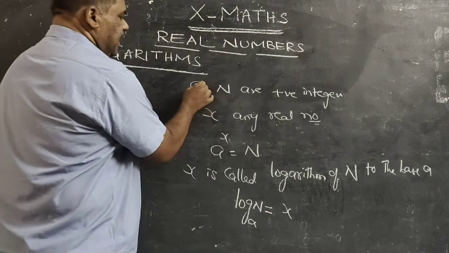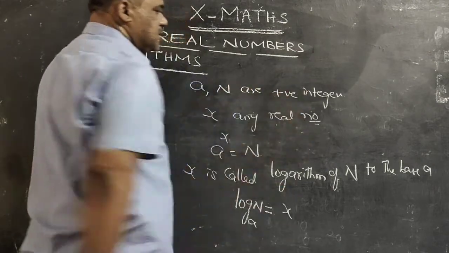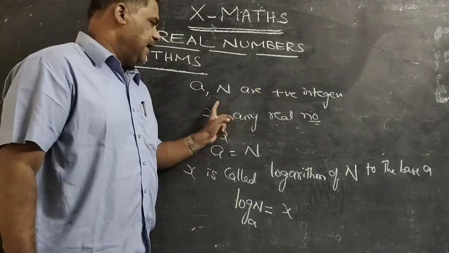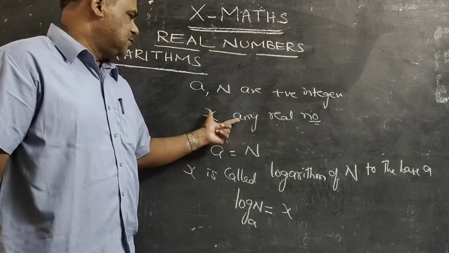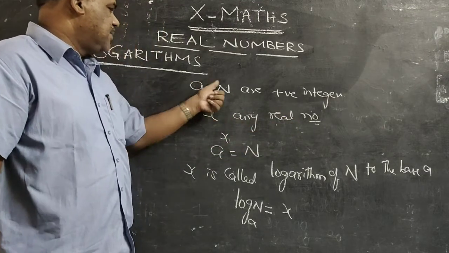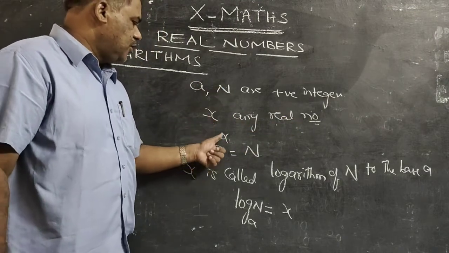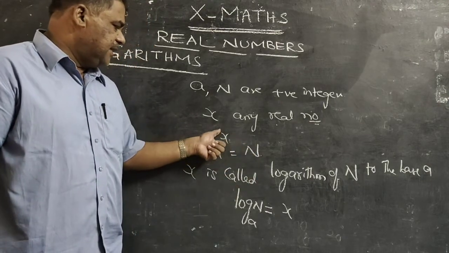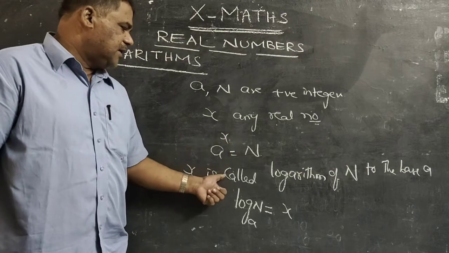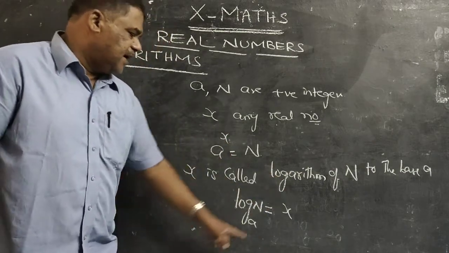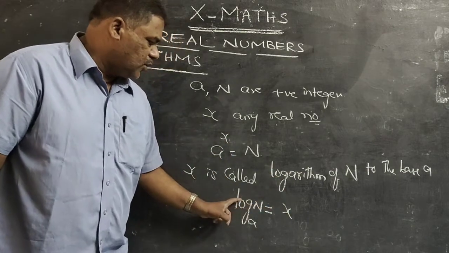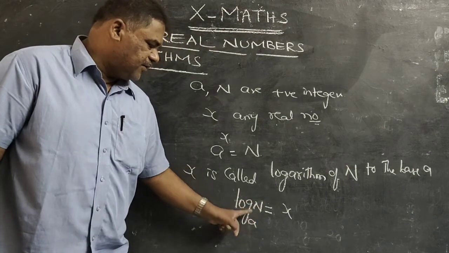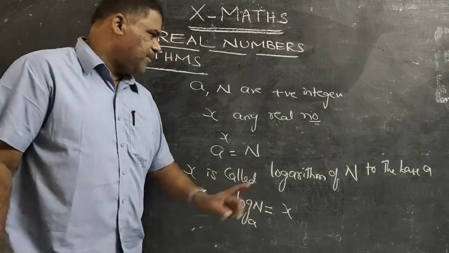So a and n are any two positive real numbers. x is any real number. It may be positive or negative. The relation between three numbers is a to the power x is equal to n. Then this x is called logarithm of n to the base a, and is written as x is equal to log n to the base a. We will read it as log n to the base a.